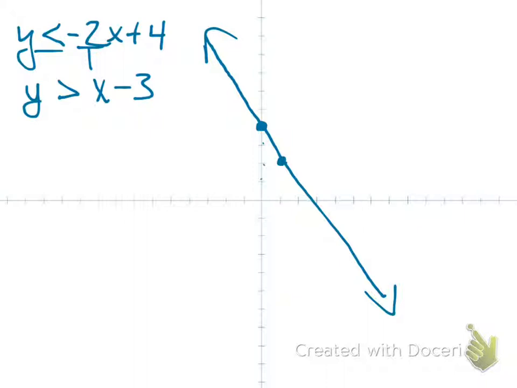Okay. The next one, where do I start? Negative 3. Okay, and I'm going to say the slope there, there's no number in front of the x, I'm going to say that's 1, 1 over 1. That tells me to go up 1, over 1. Solid or broken? Broken.